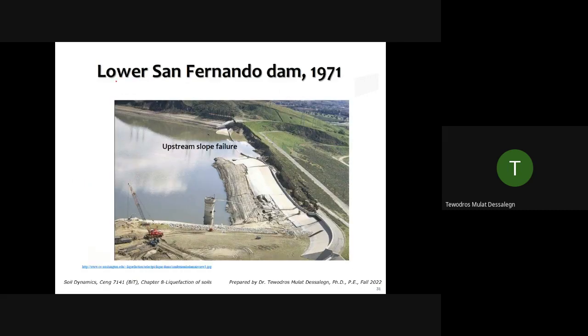Lower San Fernando Dam, 1971. See what happened right here. This is the dam section. This thing is going down and laterally spreading. Upstream slope failure.